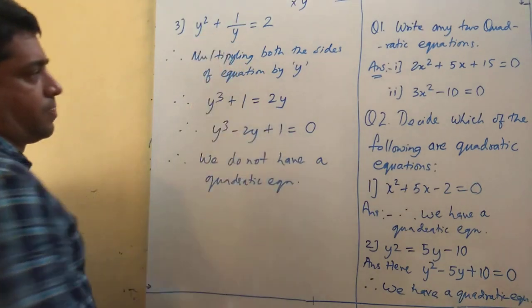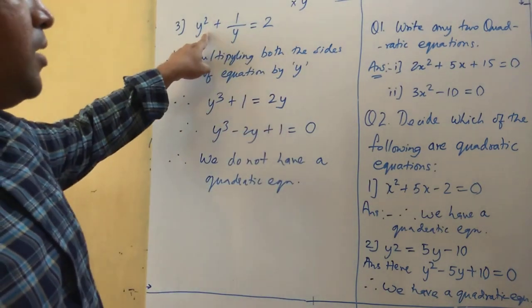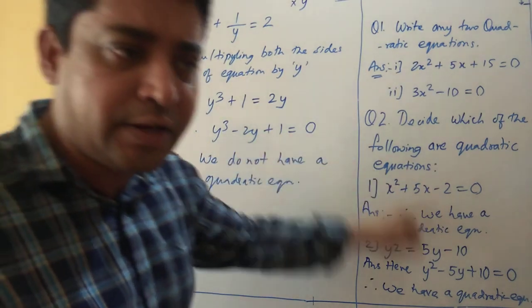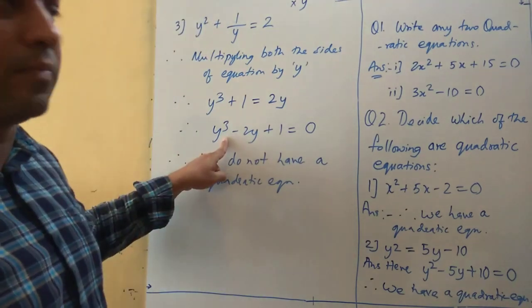So here when we started the sum, some of you might have thought that this is a quadratic equation, but once I have written it in a proper form, we got the index of one of the terms as cube.